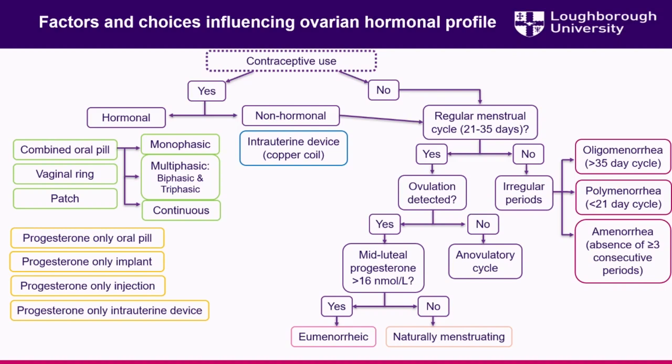The only one that we're using today is the IUD device, or a copper coil, which I'll speak about later on, but this is a non-hormonal form of contraception. And in these women, they would typically still have a natural menstrual cycle and they would still ovulate.